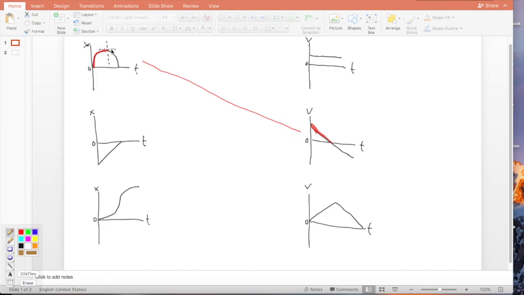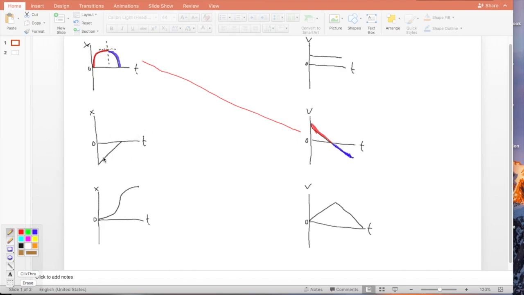And then for the second part of this object's journey, it's going to have a negative velocity, starting out very shallow and then getting steeper and steeper and steeper. So a negative velocity that is increasing, getting more and more negative, speeding up in the negative direction. So I would have this here, getting more and more negative, speeding up in the negative direction. That makes perfect sense.